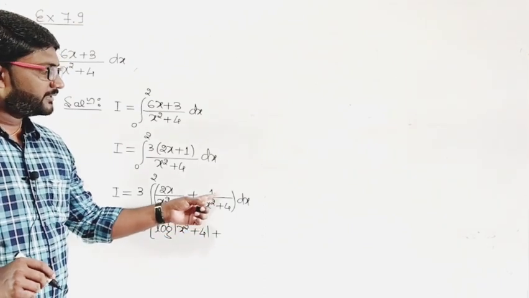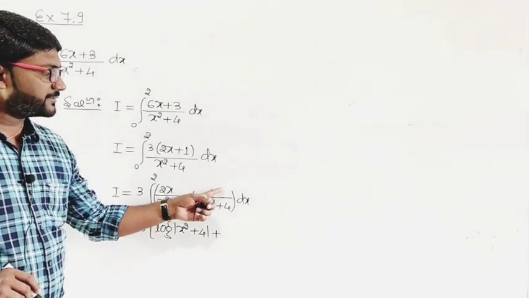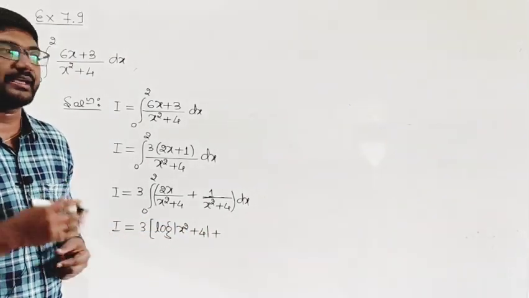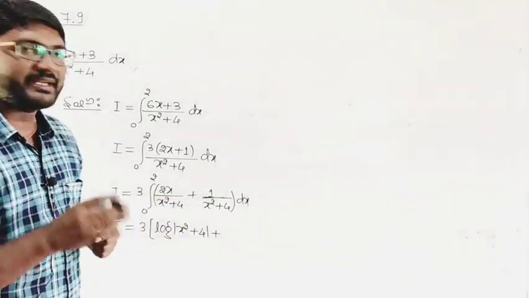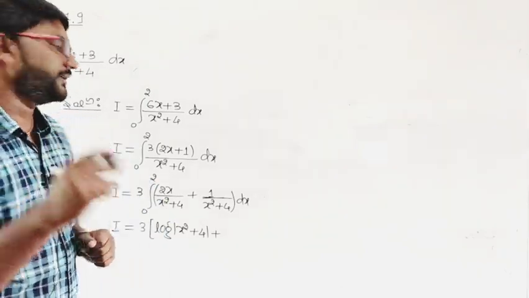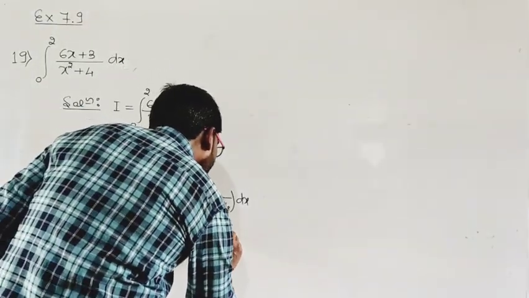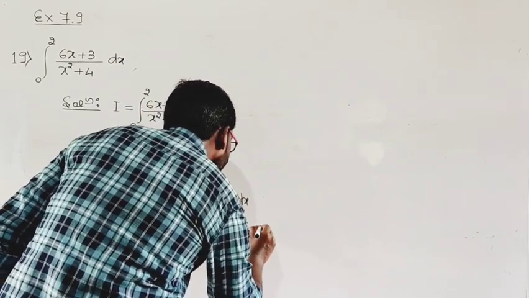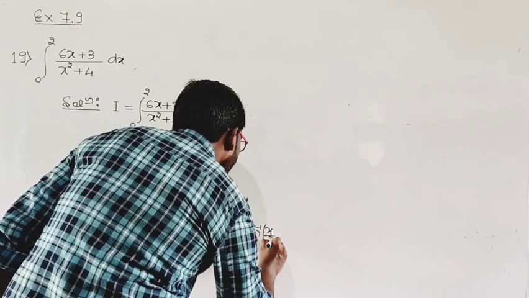Now this is in the form of integration of dx by x square plus a square. This 4 can be written as 2 square. What is the integration of dx by x square plus a square? It is 1 by a tan inverse x by a. So 1 divided by a means it is 1 by 2 tan inverse x by 2.